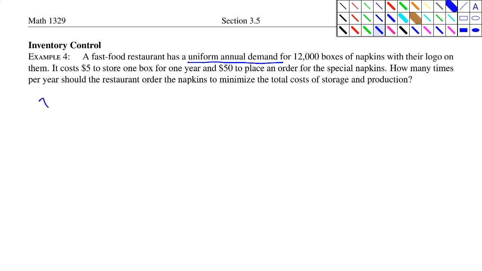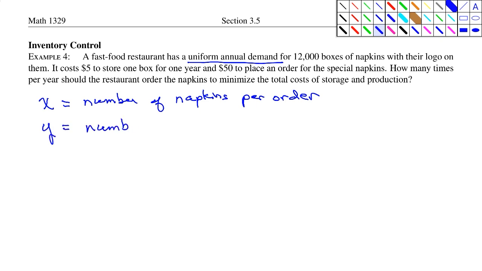So I'm going to start off with X is equal to the number of boxes of napkins per order. So each order is going to have X number of boxes of napkins. And then let's let Y be equal to the number of times per year to order. So you're going to order Y times a year.